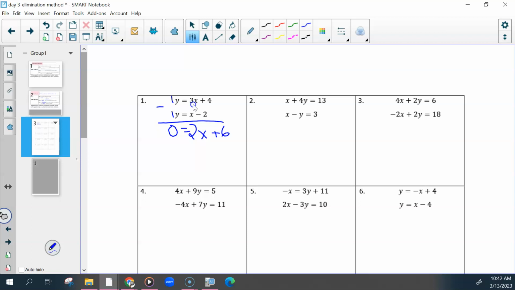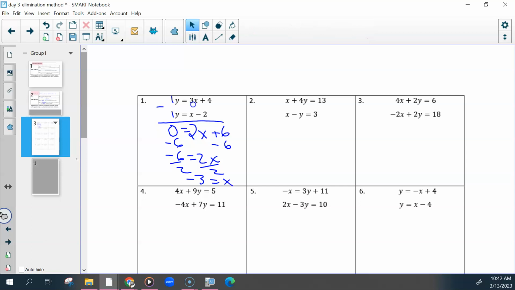So then once you have eliminated one, you're going to solve for the other variable. Get that one by itself. Subtract 6 and divide both sides by 2. We will find y when we get back from lunch.